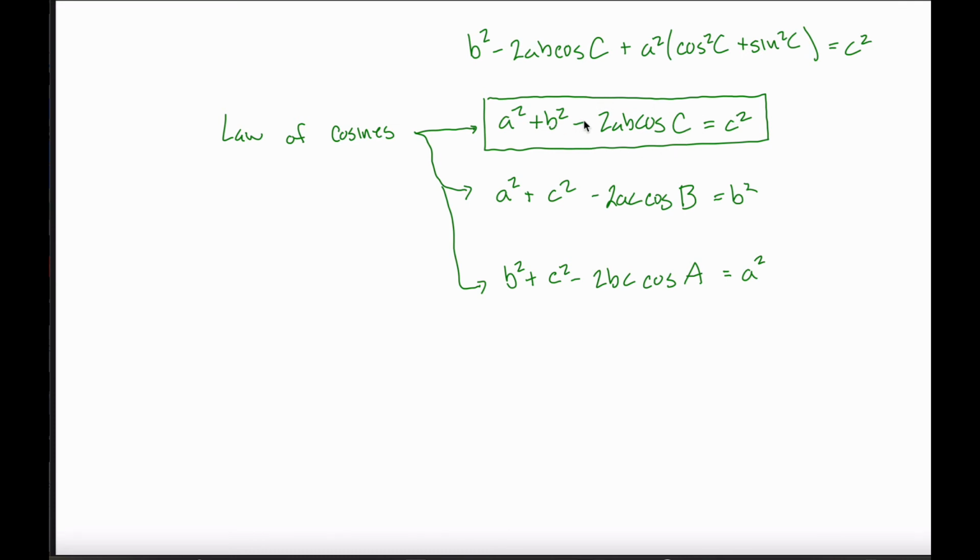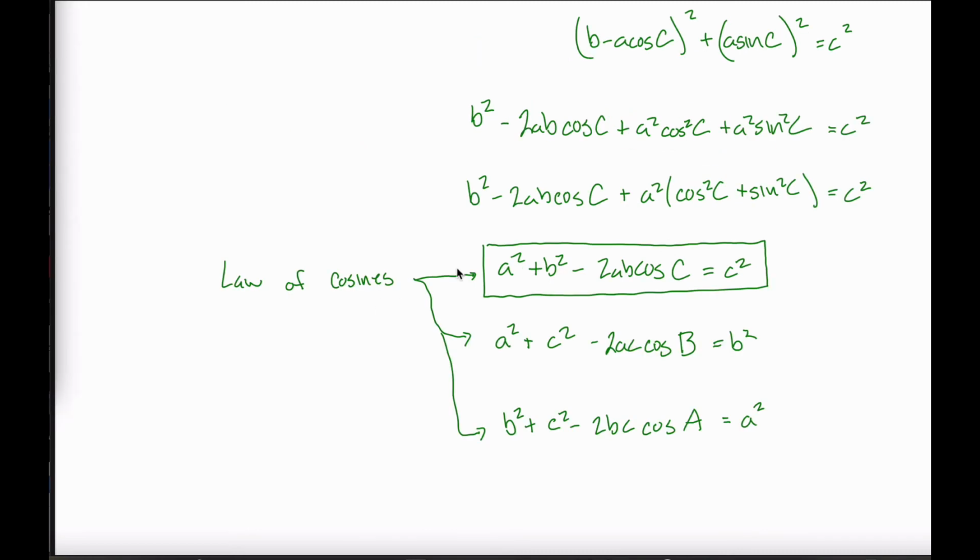Remember, it's always negative. It's always going to be 2 times something, and that something will be the product of these 2 letters times the cosine of the capital of this letter. In the next video, I'll show you some examples of how you can use this thing. I think you'll end up liking how you use this thing.